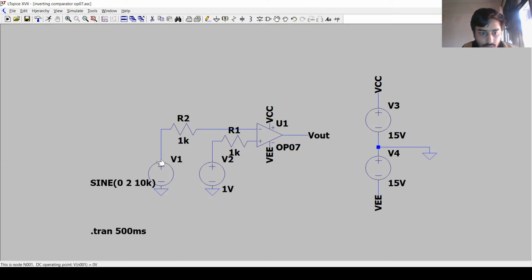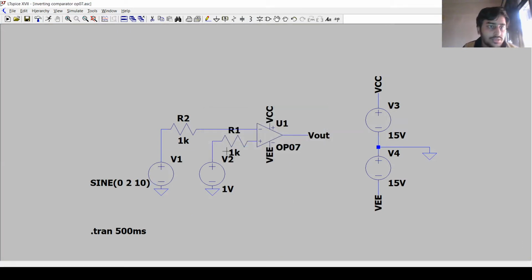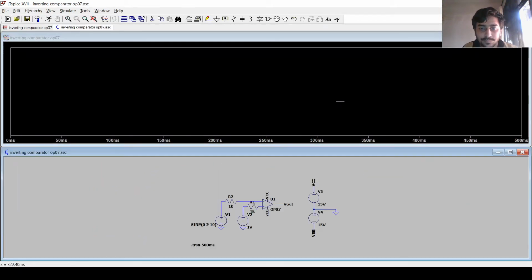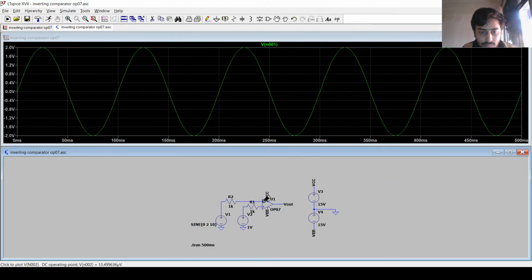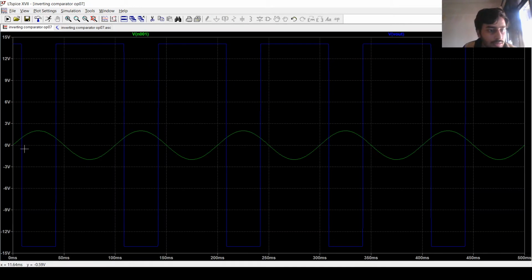Let's check for 10 Hertz. As you can see, when the input voltage is higher than the reference voltage, the output is negative, and when the sinusoidal voltage is lower than the reference voltage, the output is positive.